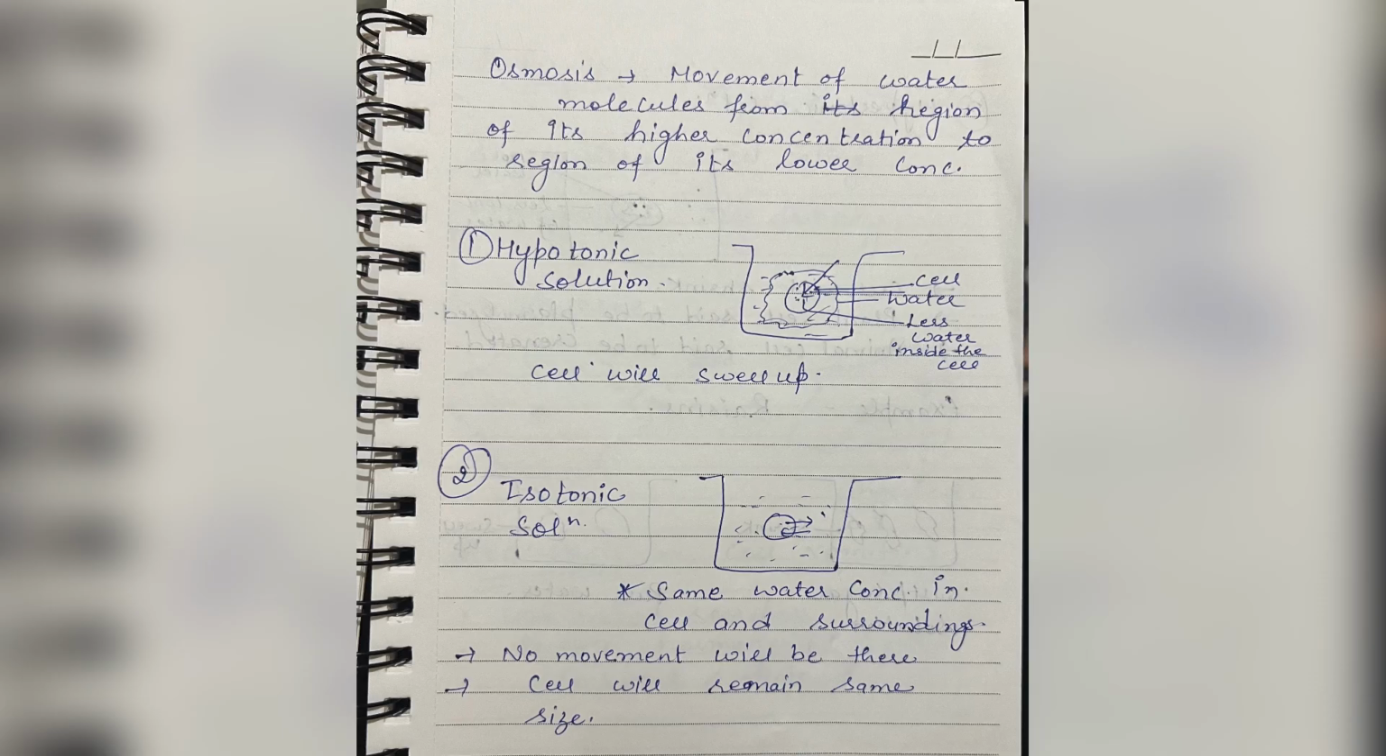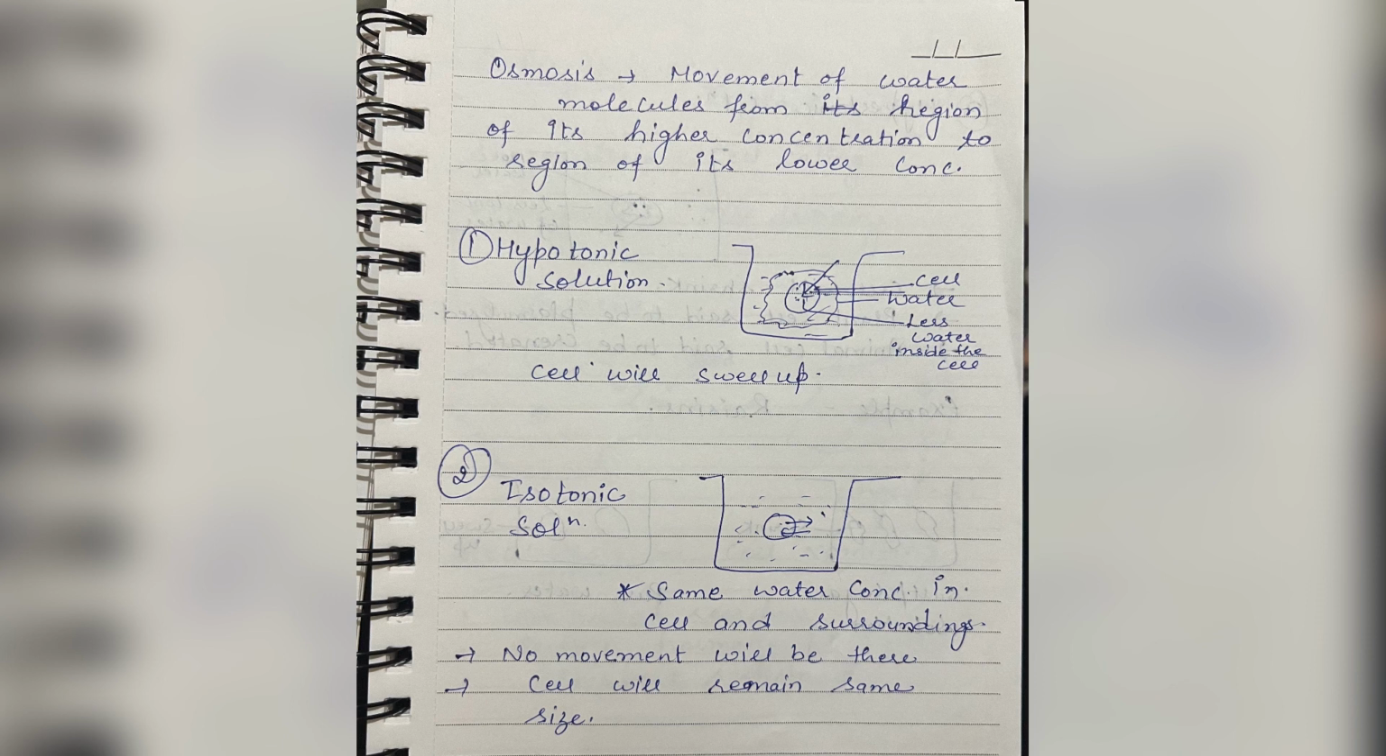Next is osmosis. Now what is osmosis? Basically the movement of water molecules from a region of higher concentration to a region of lower concentration is known as osmosis. In osmosis we can see there are different types of osmotic solutions, for example hypotonic solution, isotonic solution and hypertonic solution.